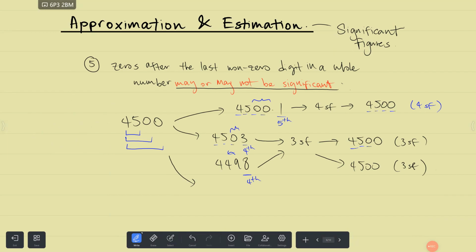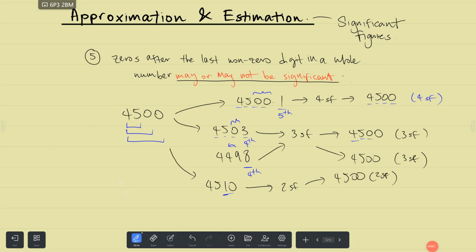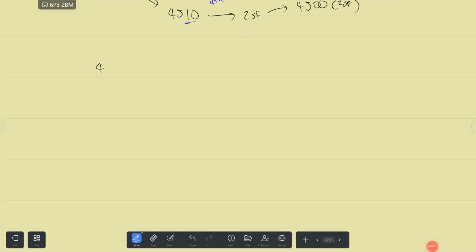Last number, if you want to look at it as a 2 SF number. So let's say you have a number, very simply put, 4510. Same thing, you want to round to 2 SF. And what do you get if you round to 2 SF? You look at your third SF, it tells you to round down. You get 4500 as well, 2 SF. Right? So what does it say? It says that 4,500 can have 4 SF, it can have 3 SF, or 2 SF. It cannot have 1 SF because all non-zero digits are significant.